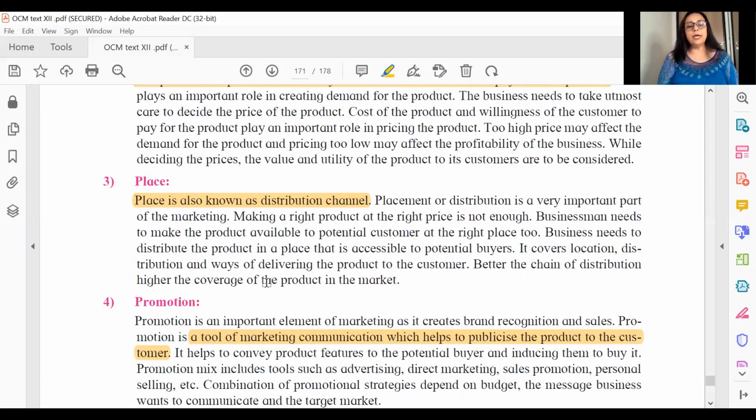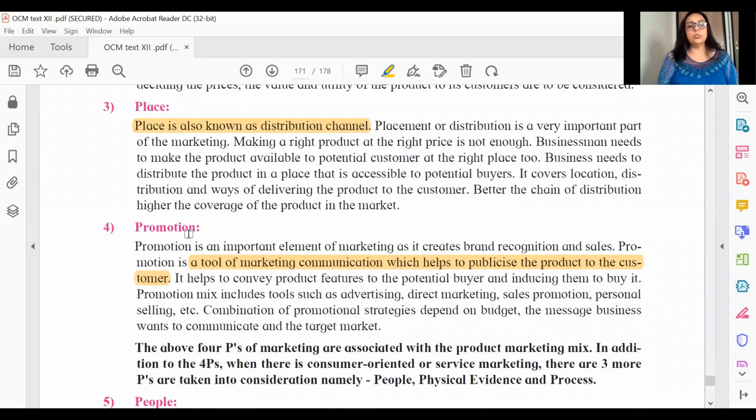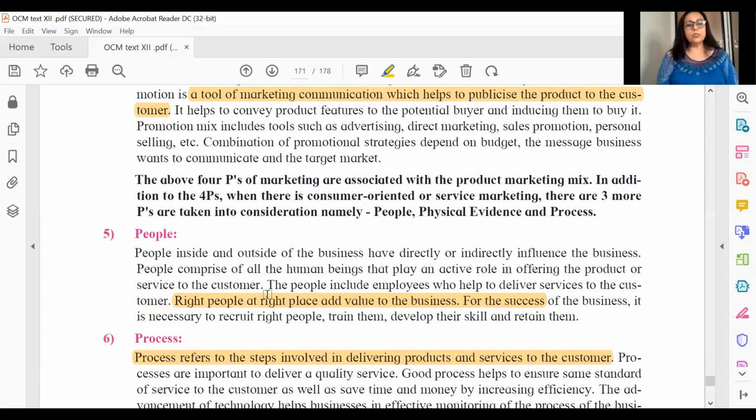And under promotion, we have a tool. What is promotion? We already saw one other meaning of promotion. Here we see it's a tool of marketing communication, which helps to publicize, which helps to advertise the product to the consumer. So we've just highlighted the possible important things.